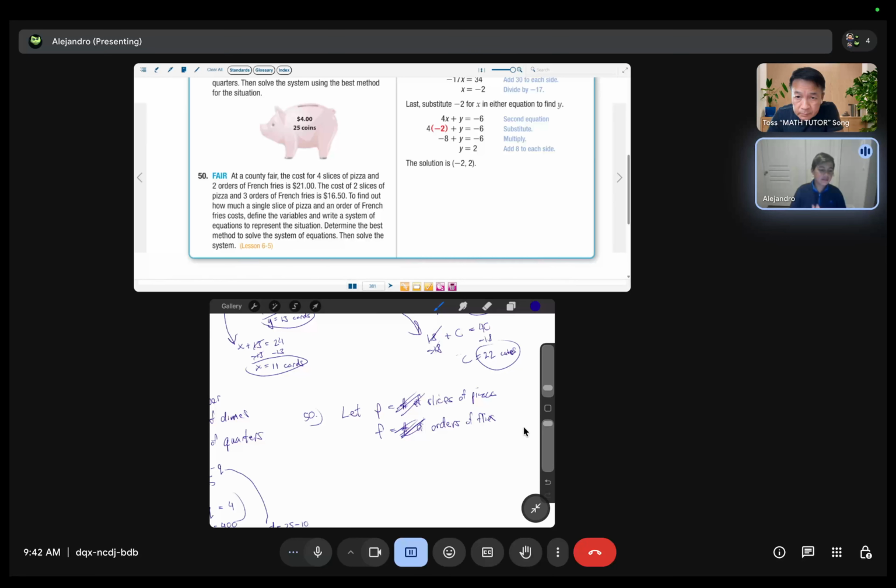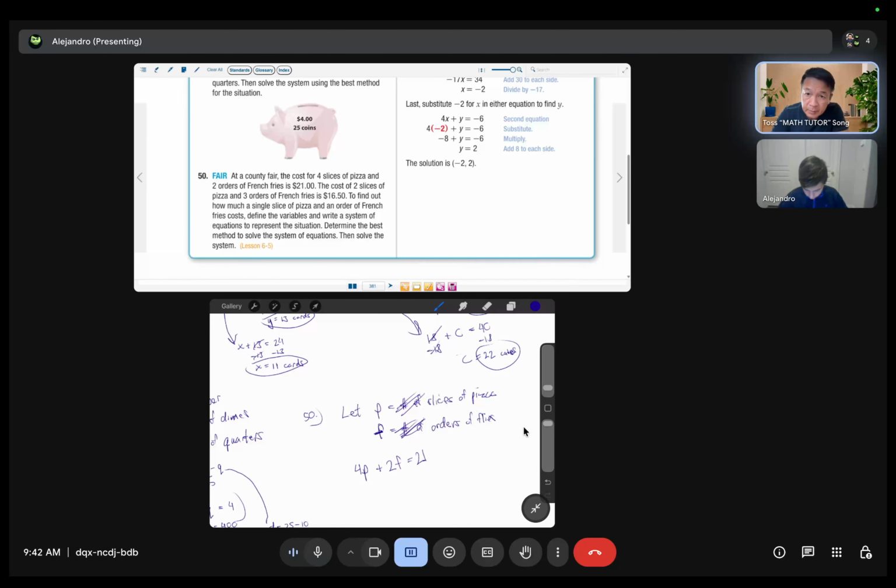So I would probably set it up 4 times P plus 2 times F equals 21. Yep, looks good to me. 21. Yeah, double checking for that at the county fair.